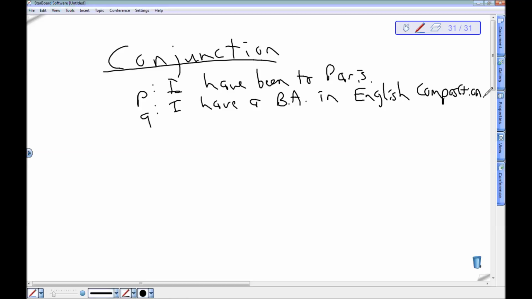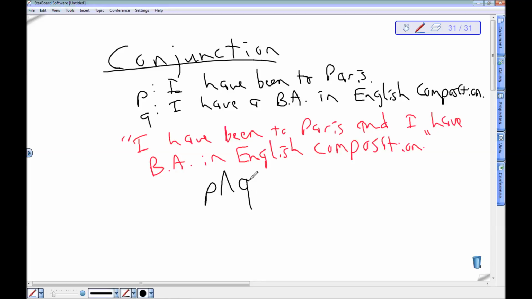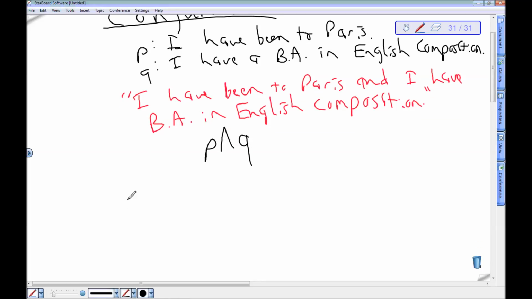Okay. If I came up to you at a party and I said, I have been to Paris and I have a Bachelor of Arts, a BA, in English composition, let's see when we think I'd be telling the truth and when we think I'd be lying. First off, this statement is just P and Q. So I want to run through all the different possible values that P and Q can take to see what the truth table for this should be.